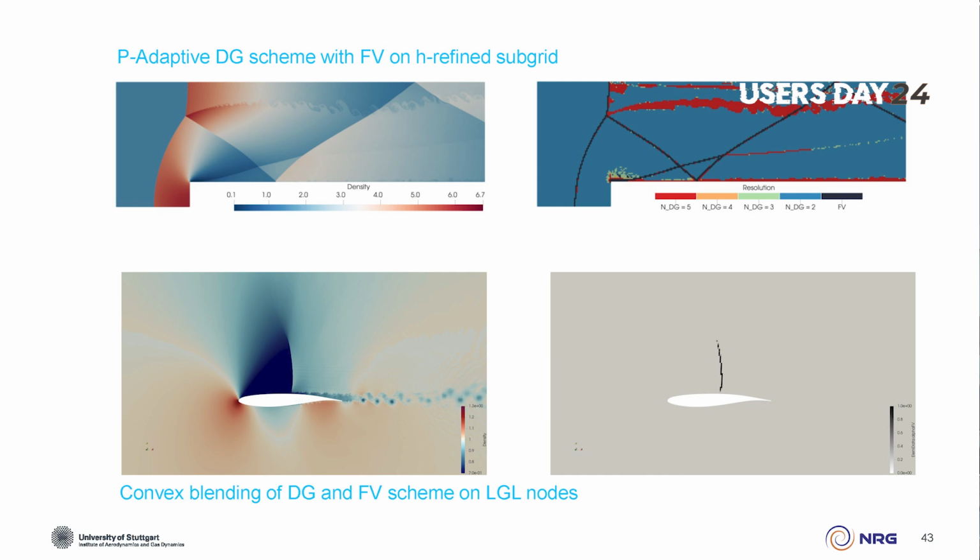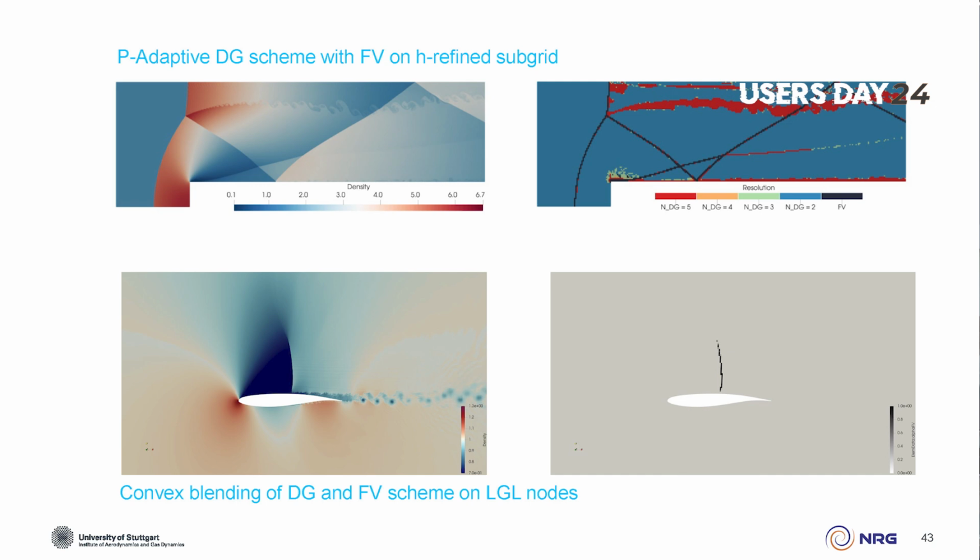How does this work? How does this look like in practice? Here's one example. The first one here is a forward-facing step. This is the flow solution. And here on the right, you can actually see what we do. So whenever we have a shock wave, we switch to this embedded finite volume grid. That's the black lines. And if we detect that we are under-resolved, but the underlying solution is expected to be smooth, we do a P adaptation. So we increase the polynomial degree. And this is, of course, also done dynamically.